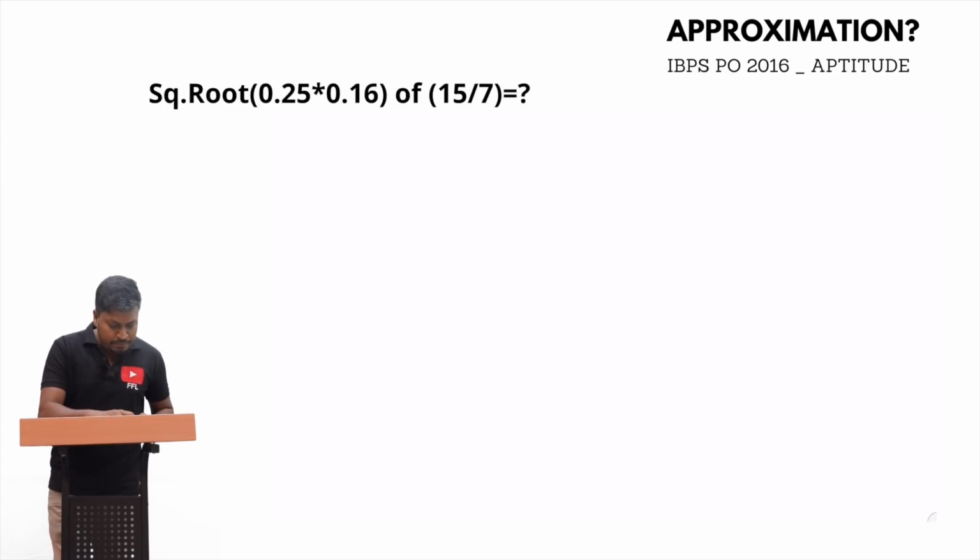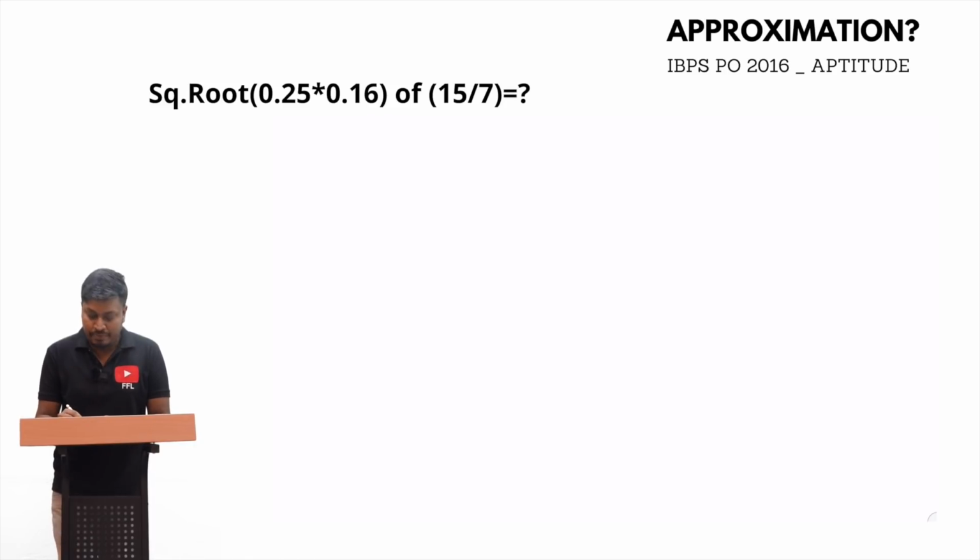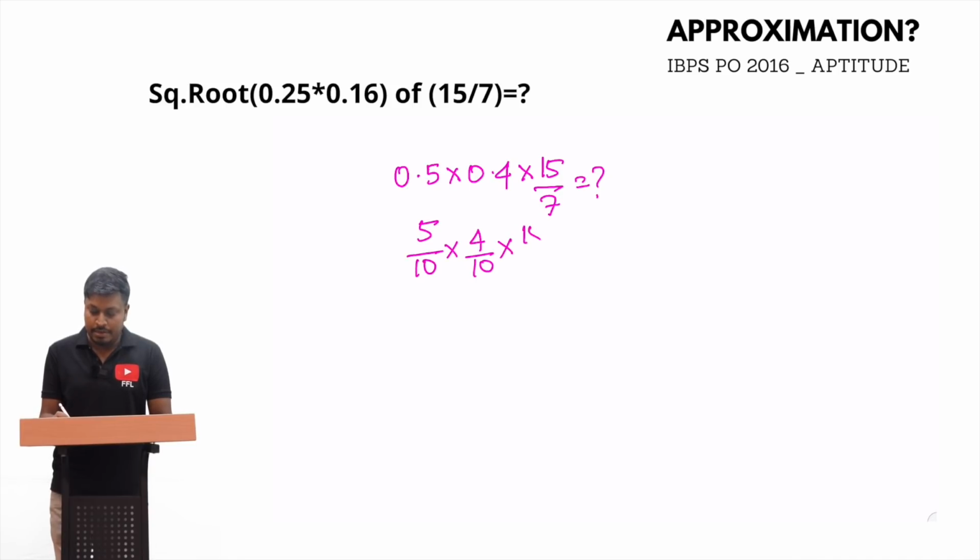So square root of 0.25, square root of 0.16 into 15 by 7. I think you don't need to approximate that 0.25 because 5 square is 25. So 0.5 square will be 0.25. So this can be directly written as 0.5. So this will be 0.4 into 15 divided by 7 is equal to question mark. So 5 into 4 is 20. If you want, you can write it like this: 5 by 10 into 4 by 10 into 15 by 7. If you wish, or else you can write that directly as 2.